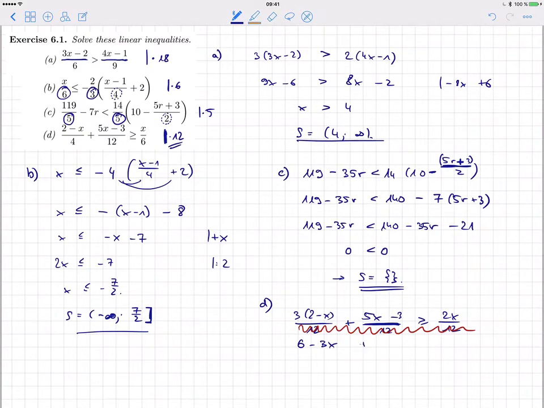6 minus 3x, 5x minus 3, 2x. Now minus 3x plus 5x gives us 2x. 6 minus 3 is 3. Oh look, x disappears. We are just left with 3 greater than or equal to 0. So any x will make this true. And there are no forbidden values. So all of R is the set of solutions.